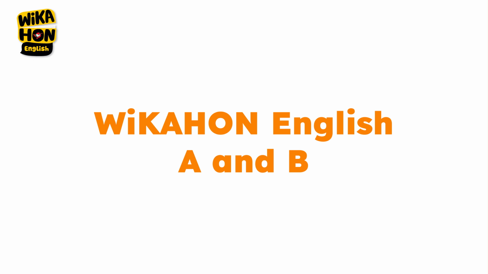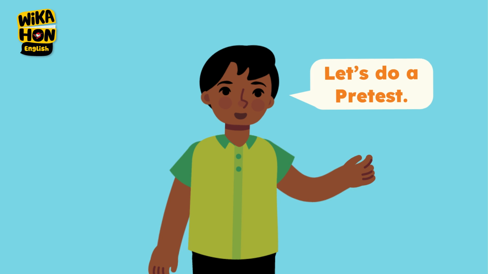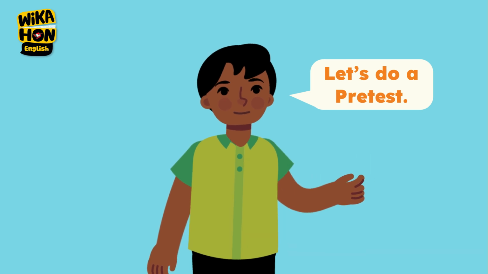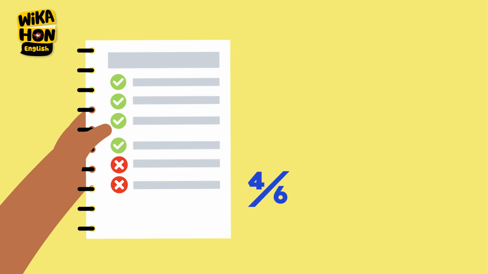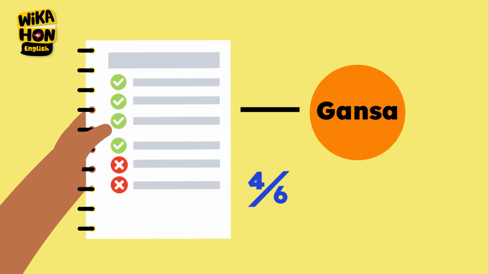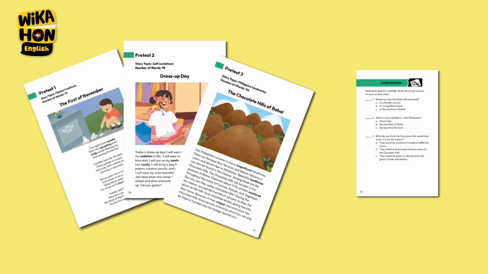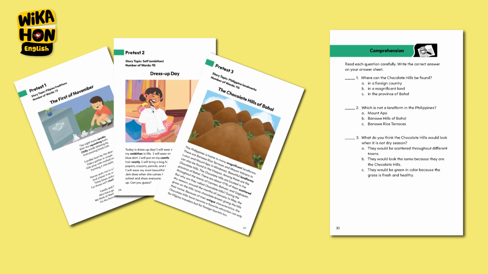WiKAHON English A and B. For WiKAHON English A and B, the teacher first administers a pretest. Based on their scores, students will begin in the category that is most appropriate for their reading proficiency. The pretest has 3 selections and corresponding activities.